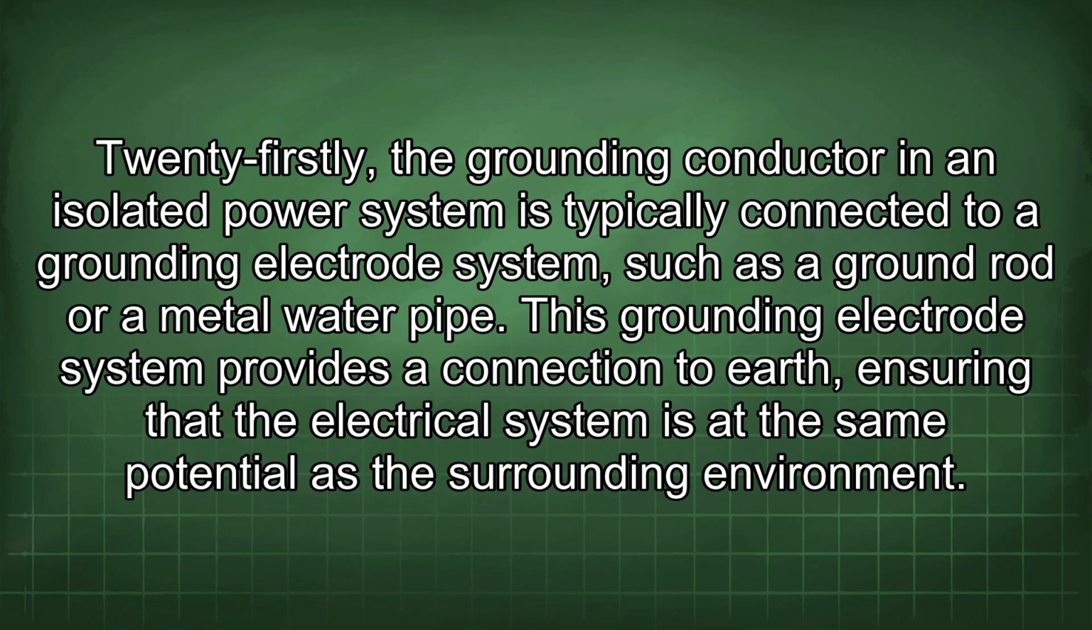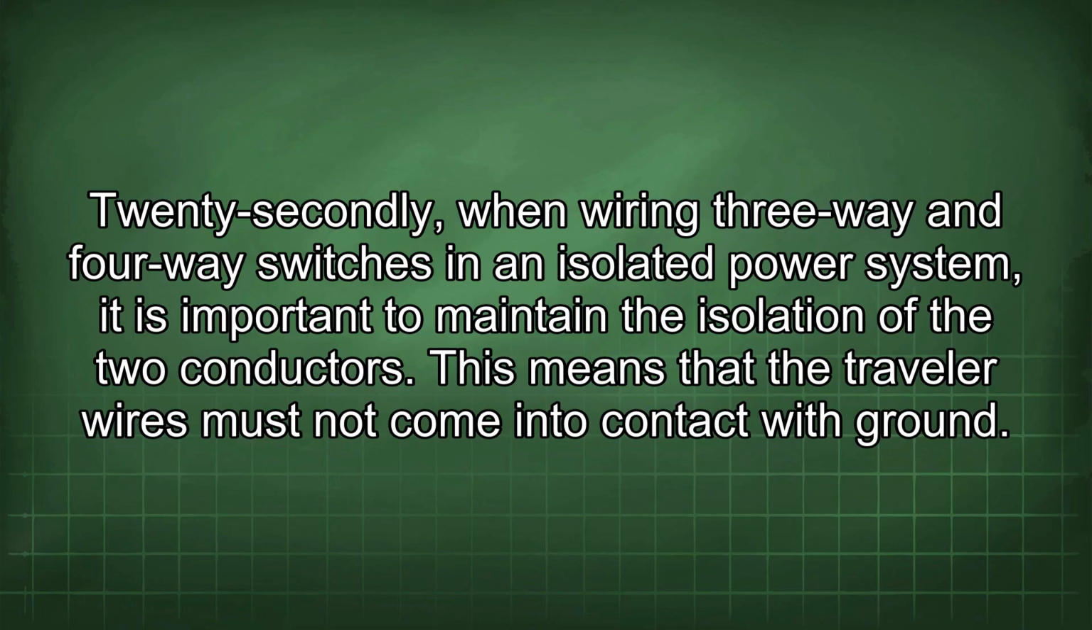This grounding electrode system provides a connection to earth, ensuring that the electrical system is at the same potential as the surrounding environment. 22ndly, when wiring 3-way and 4-way switches in an isolated power system, it is important to maintain the isolation of the 2 conductors. This means that the traveler wires must not come into contact with ground.